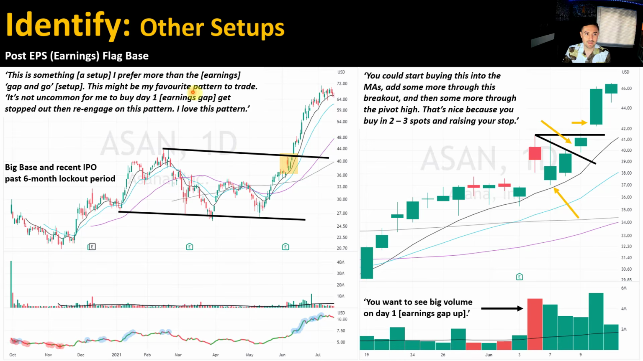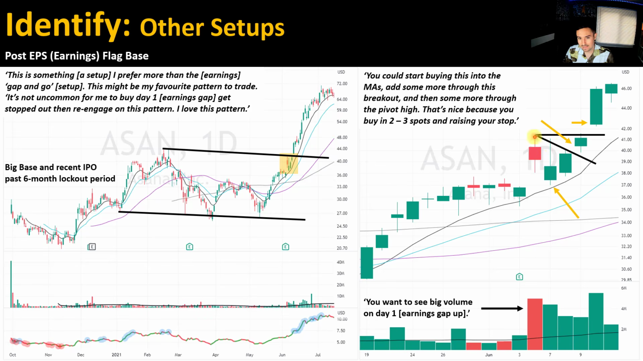This setup may be my favorite pattern to trade, hence why I'm including it, right? It's not uncommon for me to buy day one being the earnings gap up, get stopped out and then re-engage on this pattern. I love this pattern. So when we're looking at Asana here, this quote links to this. You could start buying this into the moving averages. See here, you get the earnings gap up and then it pulls back down near the 10 EMA. That's where you could be looking for your reversal extension that I showed you on NVIDIA at the beginning of this video. Add some more through this breakout.